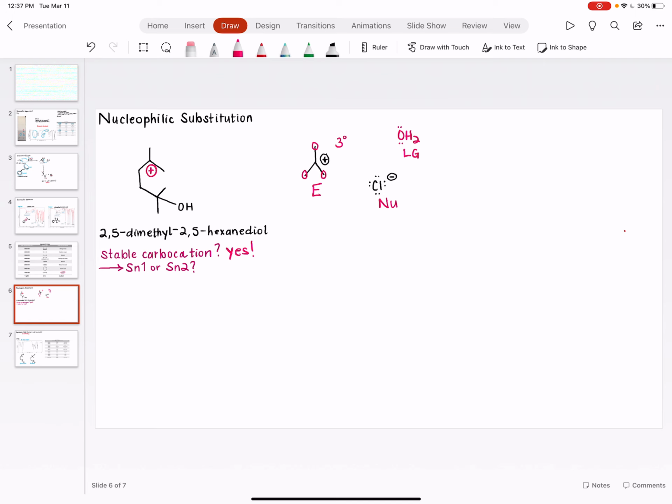And in Sn1, that's what happens. The leaving group leaves first. This is our leaving group. The leaving group will leave, form that tertiary carbocation, which is very stable, and then that nucleophile can come in and attack that carbocation. So Sn1 is more favorable because it can work with a tertiary carbocation and form that intermediate, whereas Sn2 does not form a carbocation intermediate and primarily works with primary and secondary carbons.